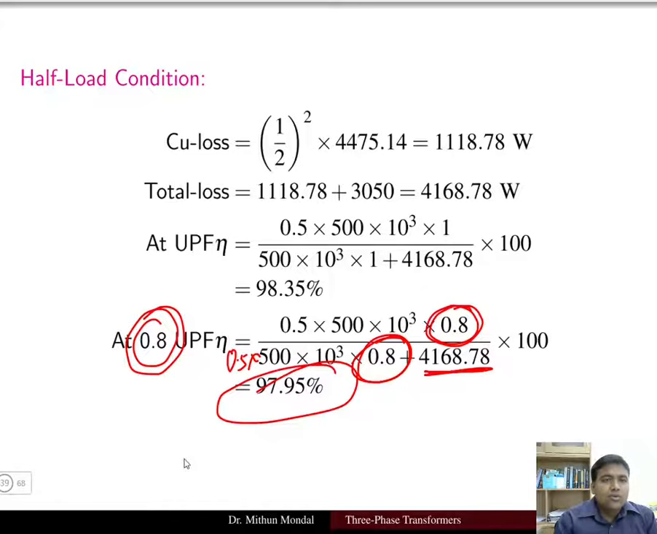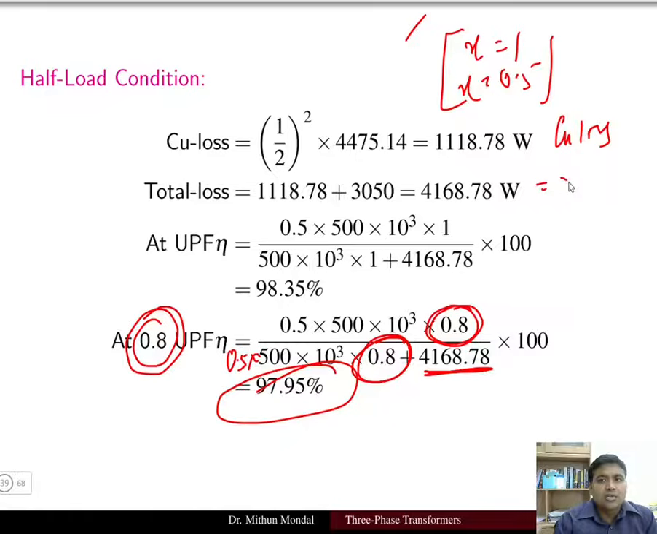So whether it is a full load or a half load, we can calculate the efficiency. Under the full load condition, x will be 1, and under the half load, x will be 0.5. So copper loss is the one which is changing. Copper loss at different loading conditions will be equal to x squared times the full load copper loss. Iron loss remains the same.